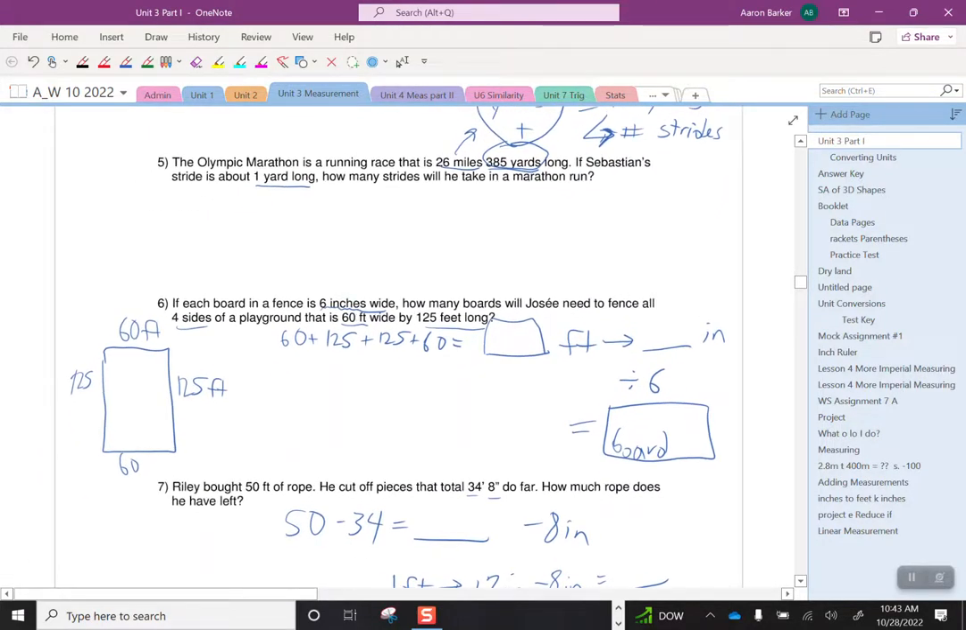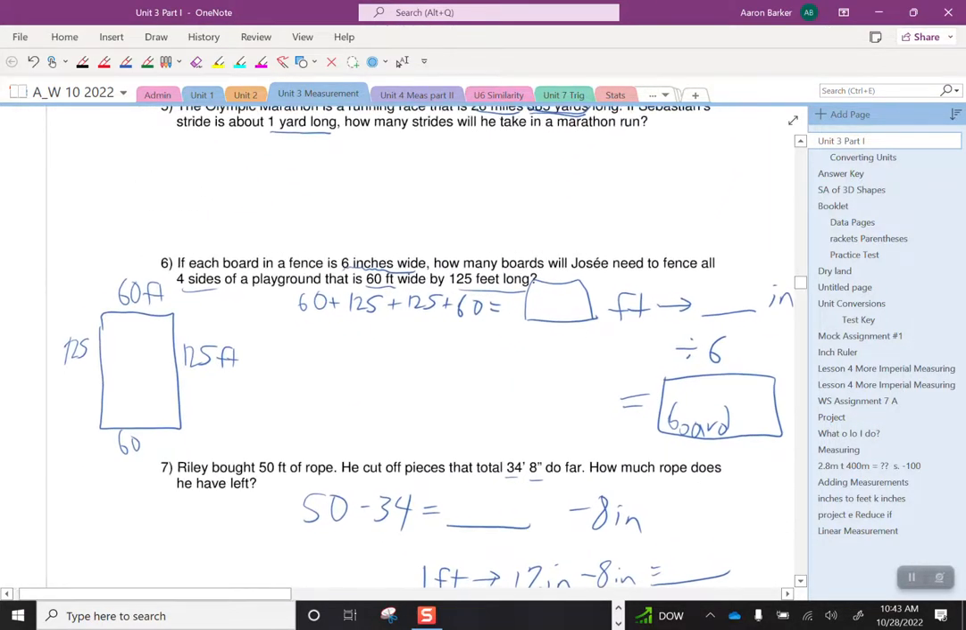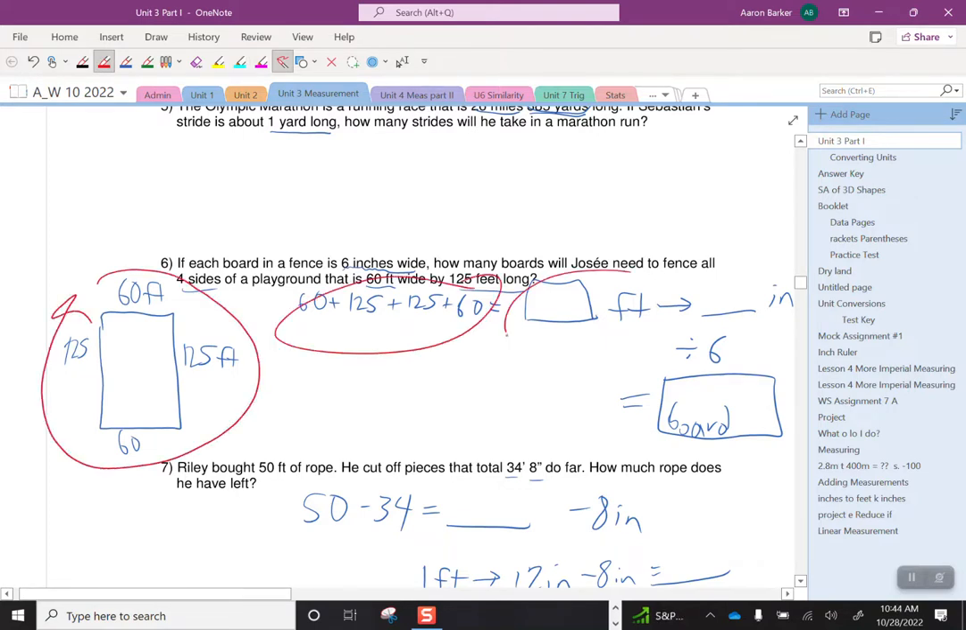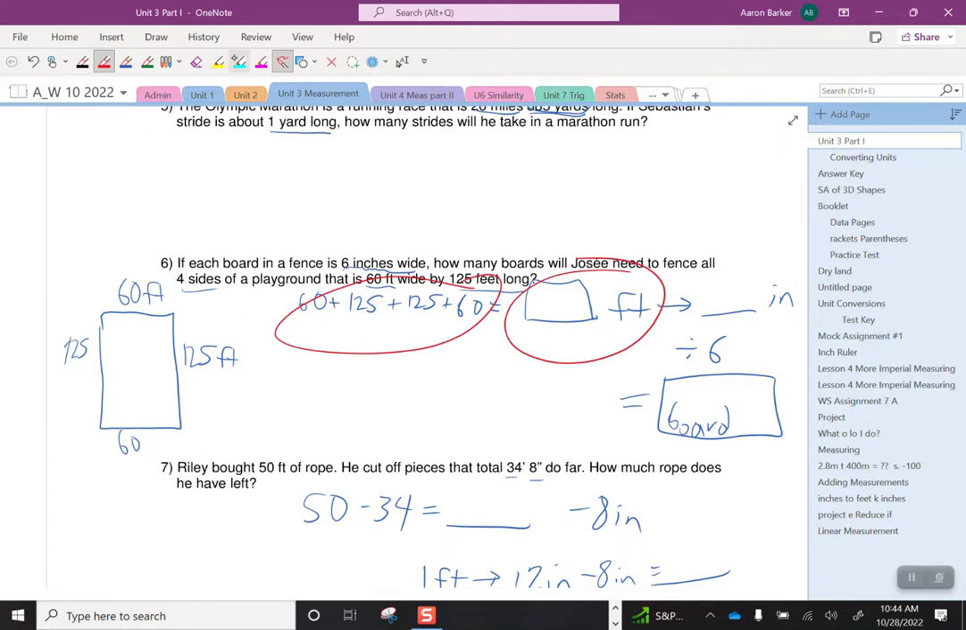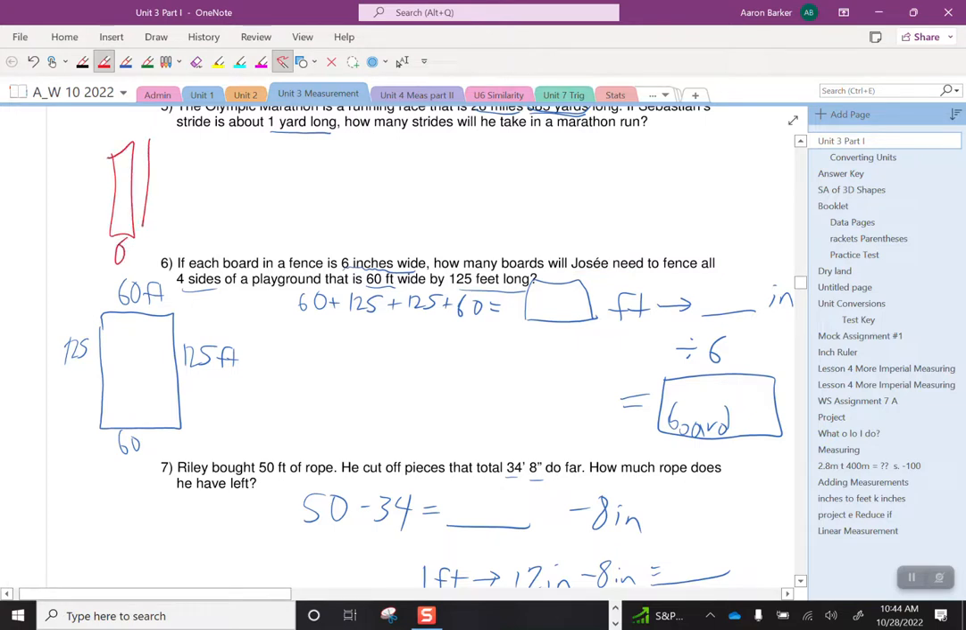Number 6. So now you're talking about a fence. This is the backyard. The backyard is 60 feet wide. It's 120 feet long. So you're putting a fence all the way around this yard, so you've got to add up all the feet. But the problem is the fence board that you're putting up is only 6 inches wide.